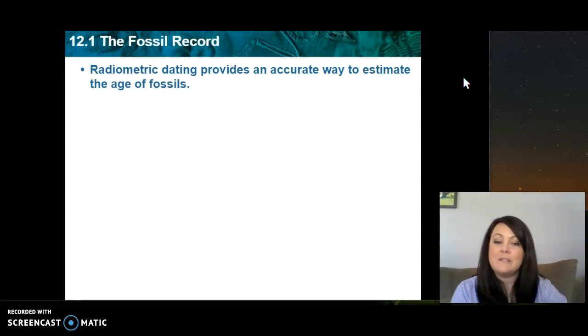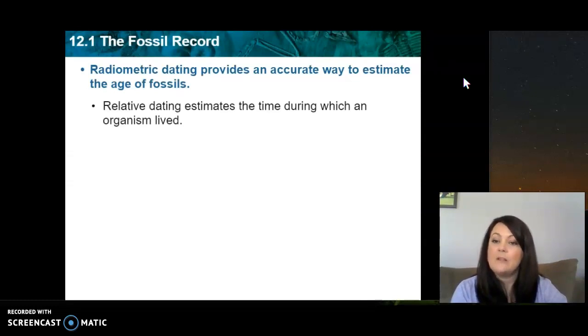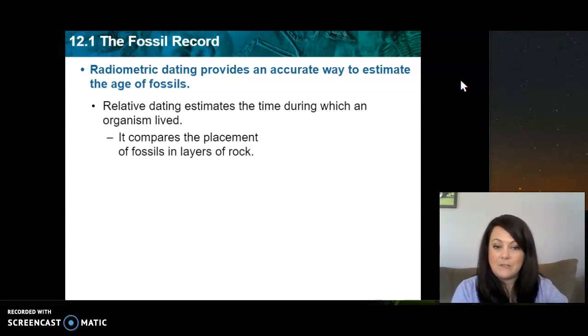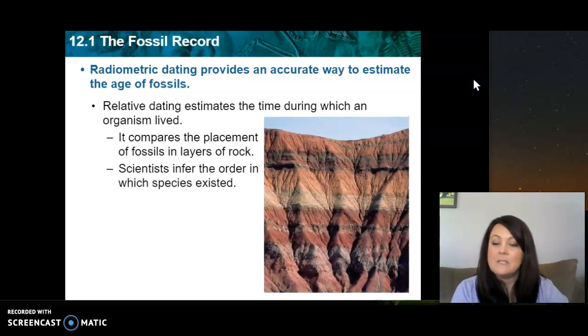Radiometric dating provides an accurate way to estimate the age of fossils. Relative dating, not dating your cousin, but relative dating estimates the time during which an organism lived. You are comparing the relative date of that organism to the placement in the layers of rock that surround it. Scientists can infer the order in which the species existed. Remember, the older stuff's at the bottom, newer stuff's at the top.